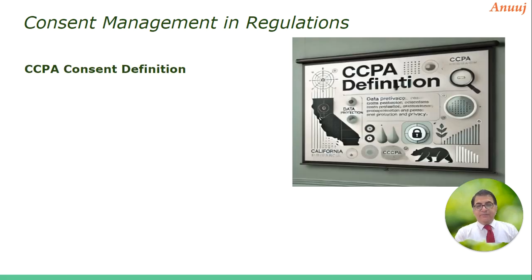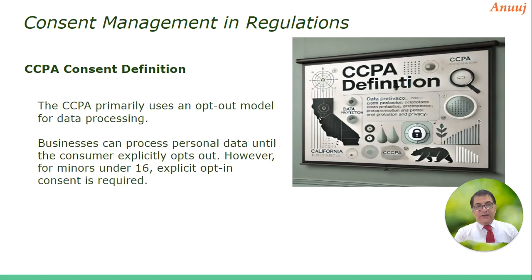Then we have CCPA, the Californian Consumer Privacy Act. The definition says that you use an opt-out model for data processing, which by Californian law means that any business can process any data until the user opts out and says, I don't want my data to be processed, right? Except for minors less than 16, you need a parental consent to allow the processing of data for those minors.